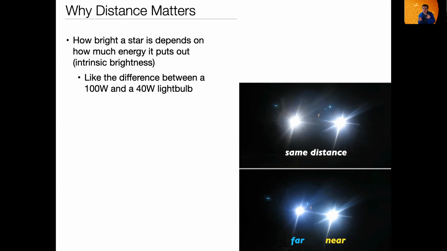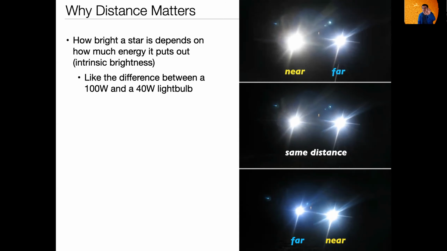But not because they're intrinsically brighter or dimmer. These are identical flashlights. But if one's farther away, it looks dimmer. And similarly, if I take that same flashlight and walk closer to you, then it looks brighter than the other one.